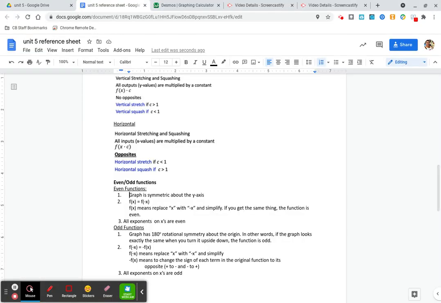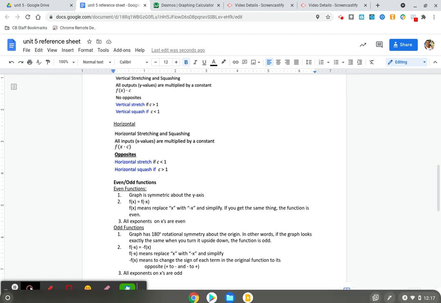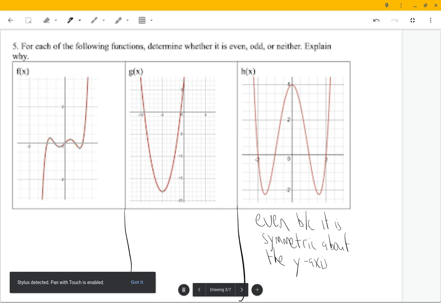Now, let's check odd. Odd is the 180-degree rotational symmetry, meaning it looks the same upside down. So g, if I flip that upside down, is definitely not going to look the same. How about f? Visualize in your head, even if you have to take your paper or your computer screen and literally turn it upside down. That's literally what I'm doing right now. I turned it upside down and it looks exactly the same to me.